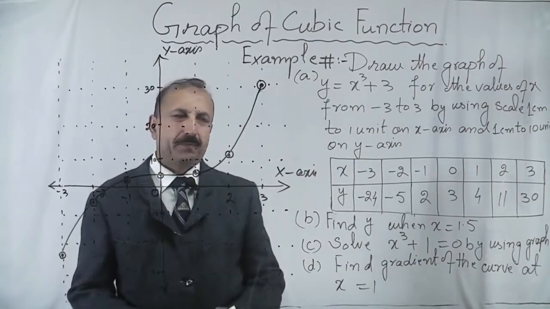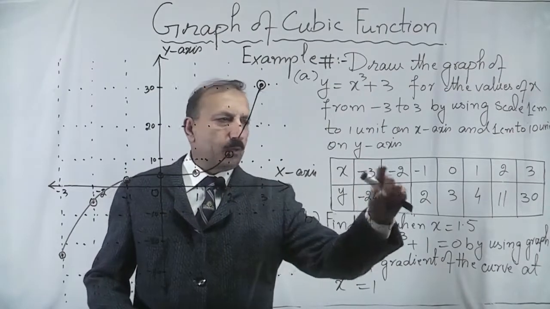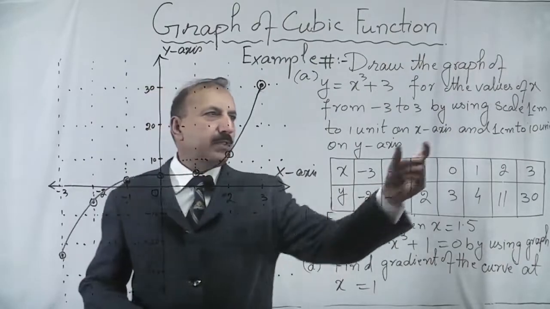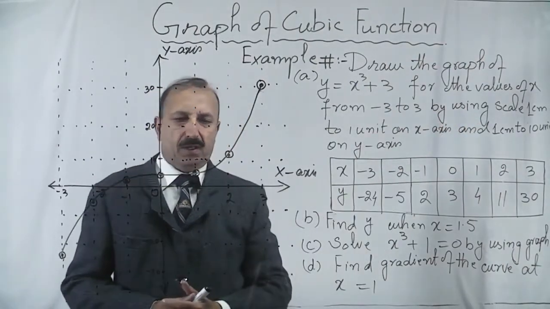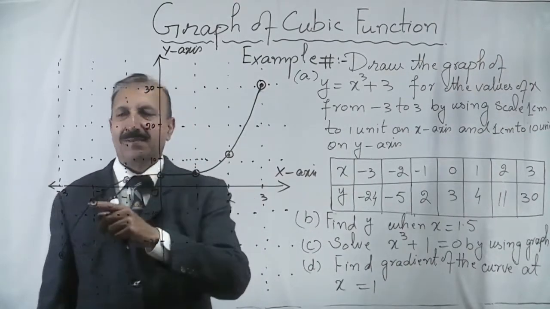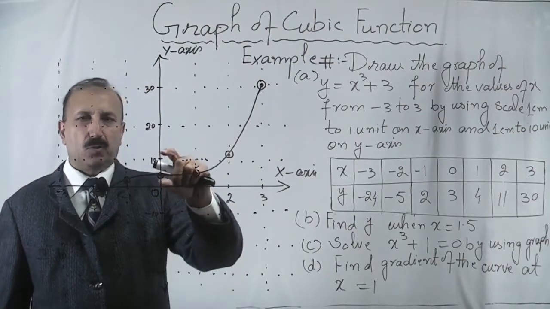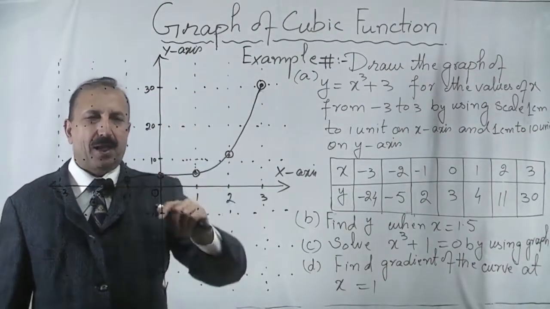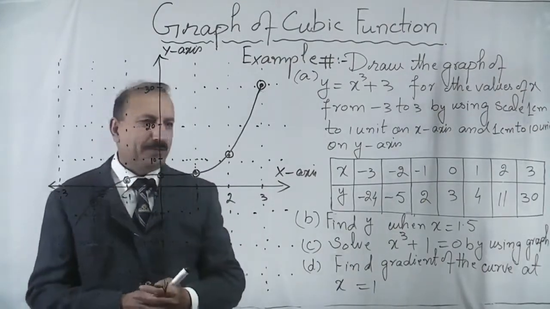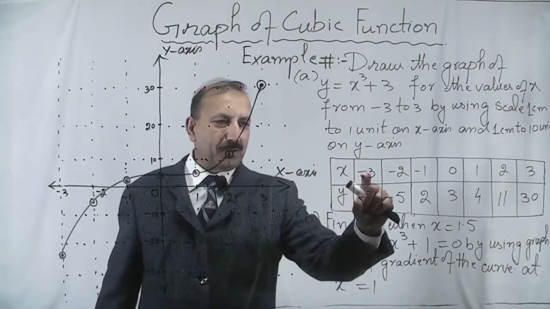Alright, my dear students, as I told you, we will substitute all these points on the coordinate axes. I have drawn these coordinate axes according to the scale mentioned in the question: 1 unit equal to 1 centimeter along the x-axis, and 1 centimeter equal to 10 units along the y-axis. This is a rough sketch of the graph. When you draw it on graph paper, obviously everything will be accurate. But let's substitute these points.